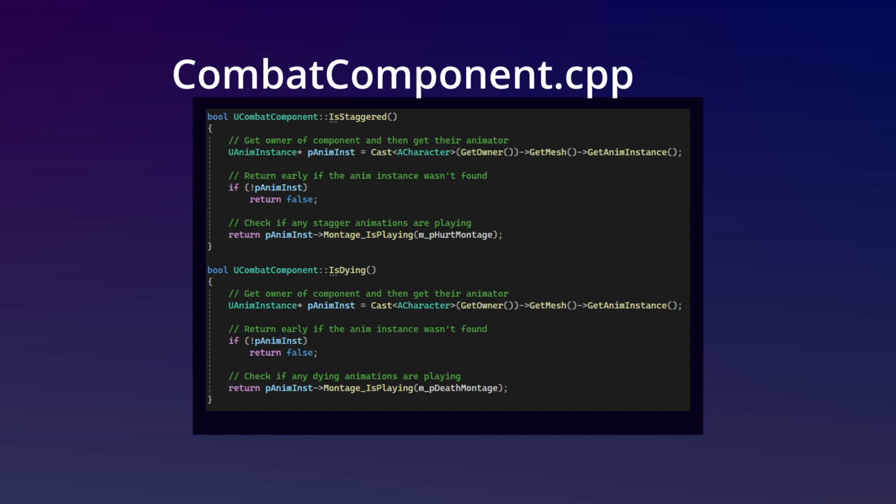Getting into the actual CPP implementation here, the first methods that we're going to implement include the is staggered and is dying methods, which pretty much just return whether or not the hurt montage or death montage is playing. These will be particularly useful when blocking certain logic to be called for these types of combat situations where, for example, an enemy can't attack us when they're currently dying or staggered.